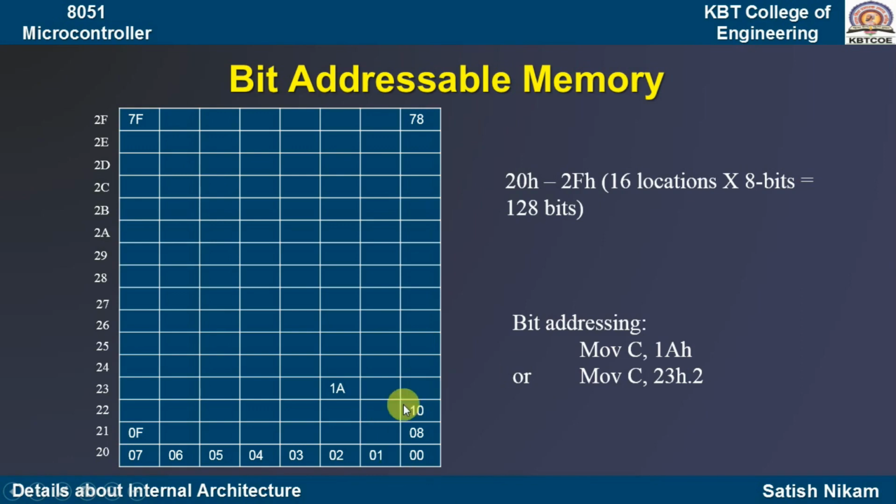But there is another way of representation for the same cell. This is the cell from memory location 23H. So, we are going to write down here 23H, and point, this is 0, 1, 2. So, this is the 2 that we are going to write down here. The cell number from the LSB side is 2. So, I write down here 2. So, 23H.2 is the address of again the same cell. So, these two instructions have the same meaning. This is all about the memory organization of internal RAM.